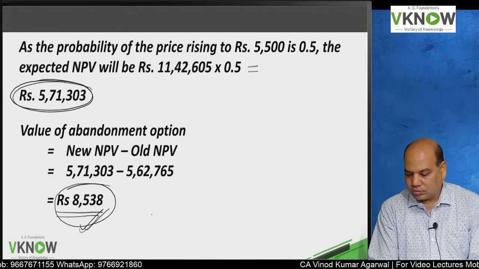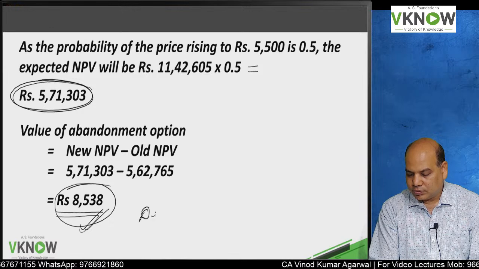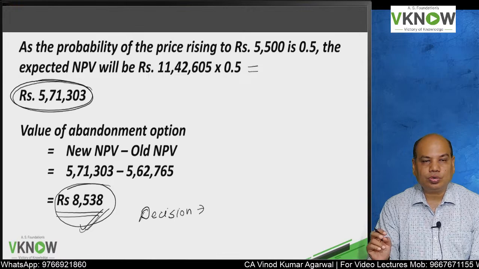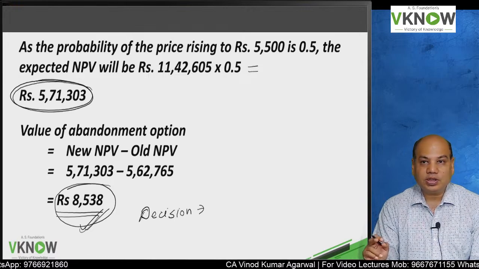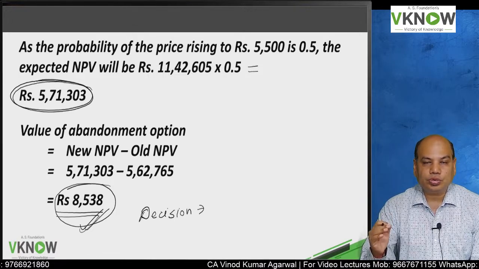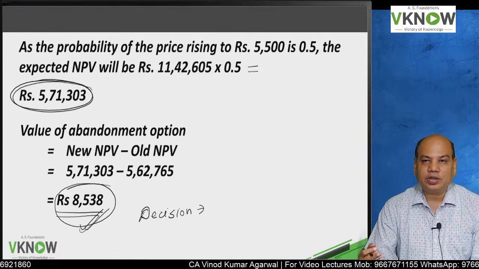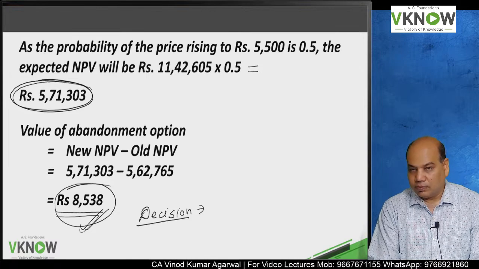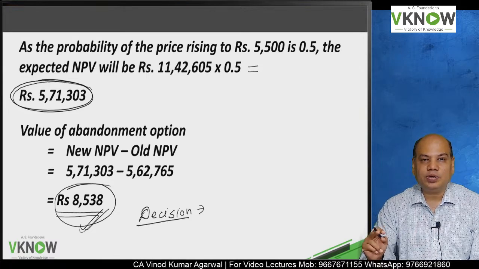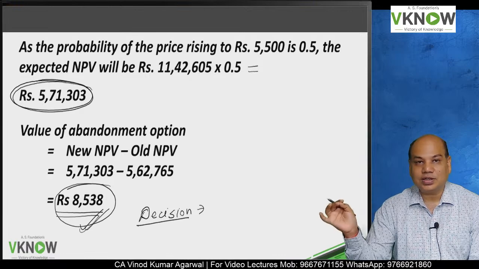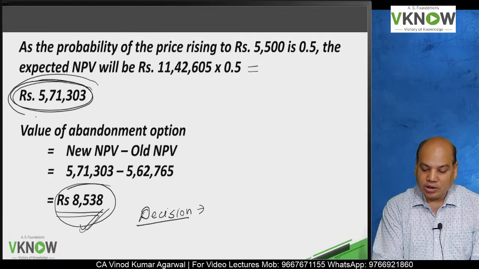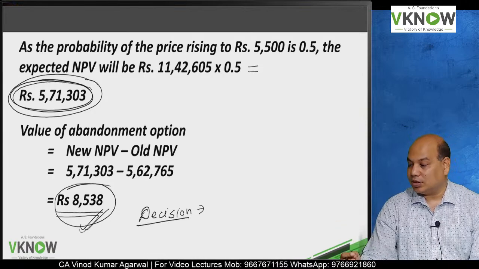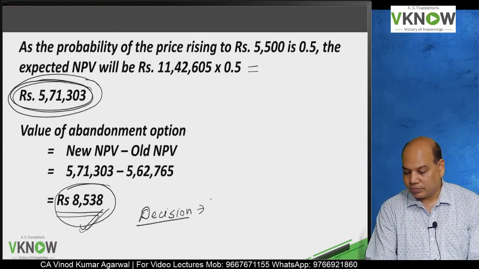Now write down decision. What is the decision? Should you open the mine now with abandonment option, or should you open the mine after 1 year with abandonment option? What is your answer? With abandonment option, NPV in situation 1 was 1 lakh something. With abandonment option, NPV in situation 2 is 5 lakh something. So what is your decision?